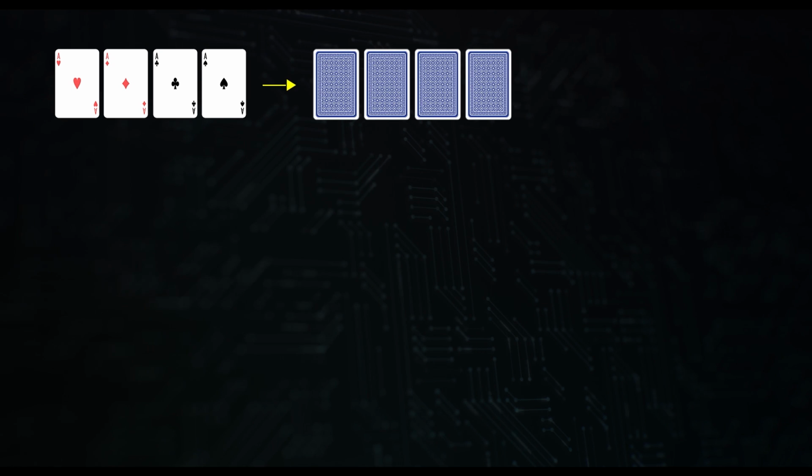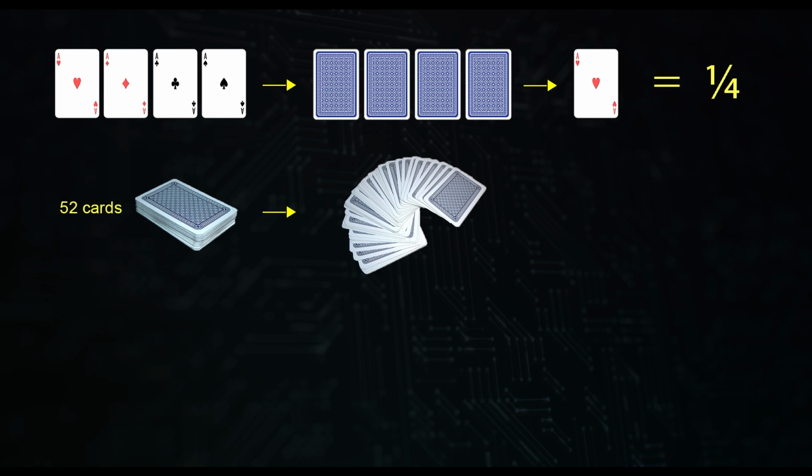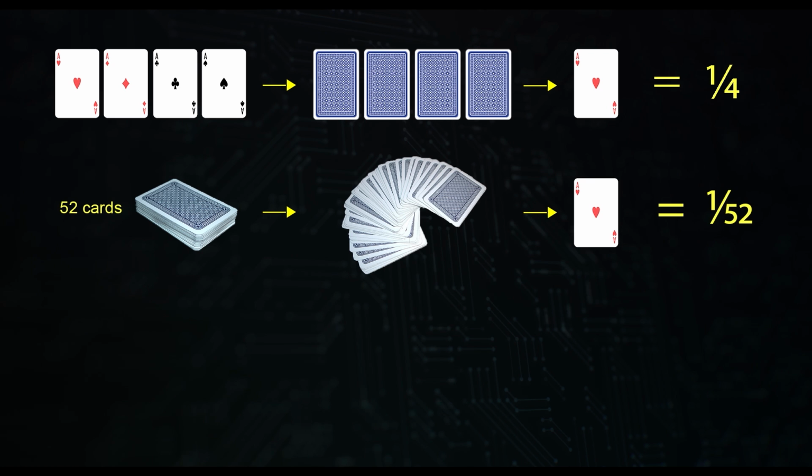Let's consider four aces, randomly shuffled. If we want to draw the ace of hearts, we will have one chance in four of picking the right card through random selection. With 52 cards, the probability of drawing the ace of hearts will drop to 1 in 52.